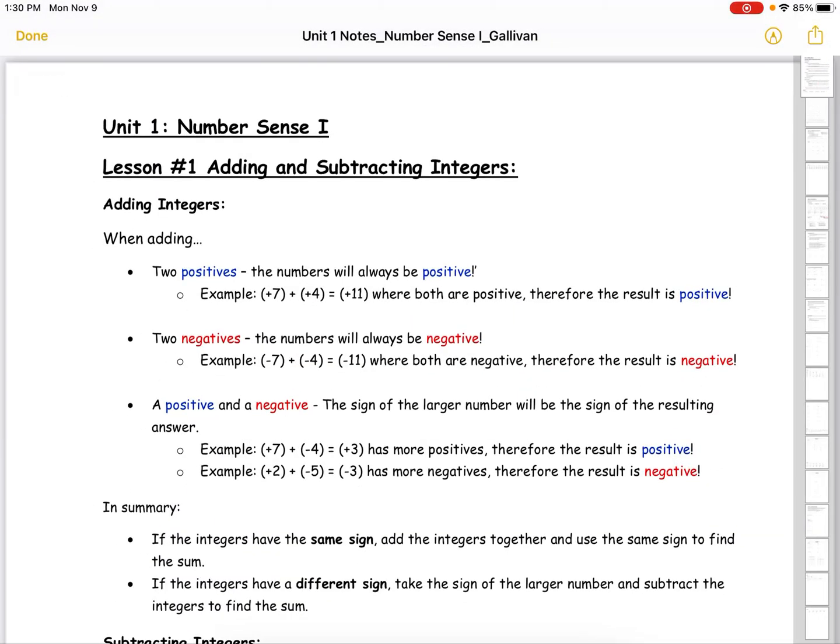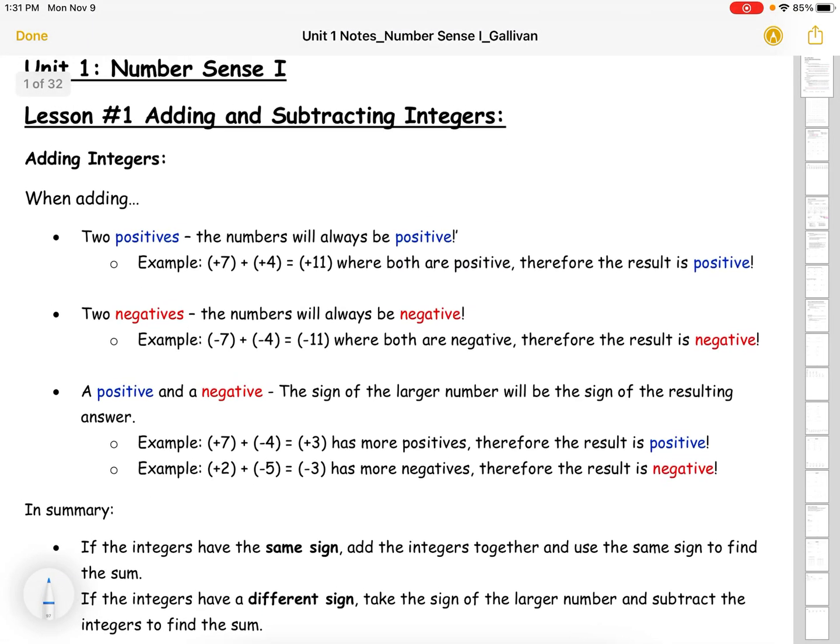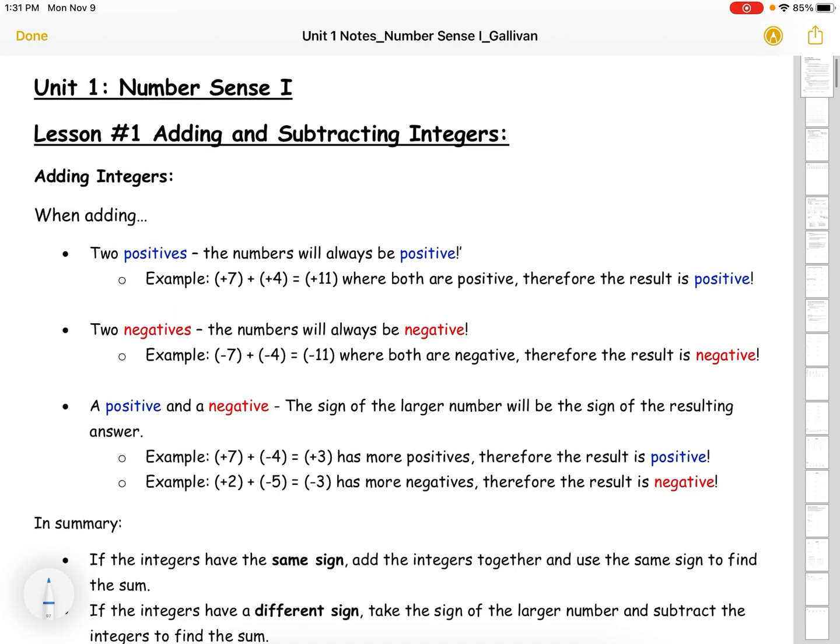Okay, welcome to Math 15. We're starting with number sense, and we're going to start with talking about integers. So this is our notes package for number sense 1, adding and subtracting integers. This should feel like a bit of a review, but we want to really make sure we get these skills down. So we're on page 1, adding integers.